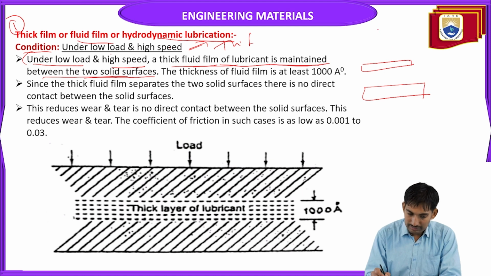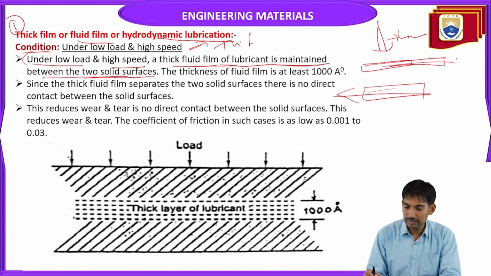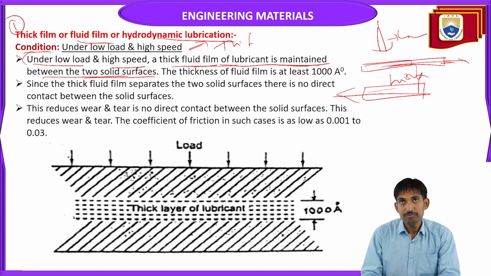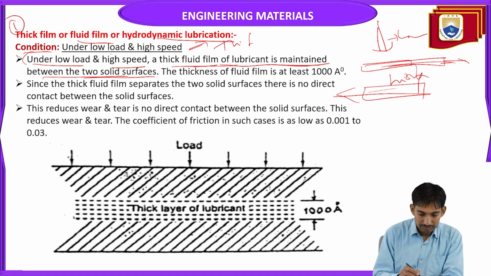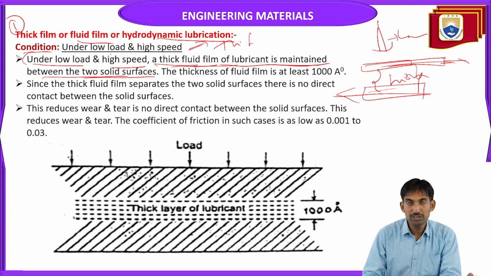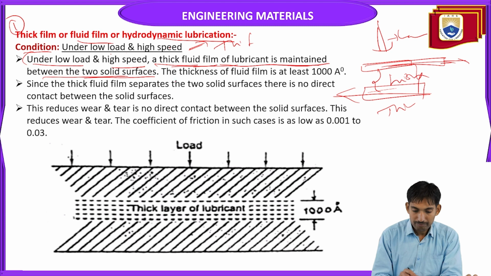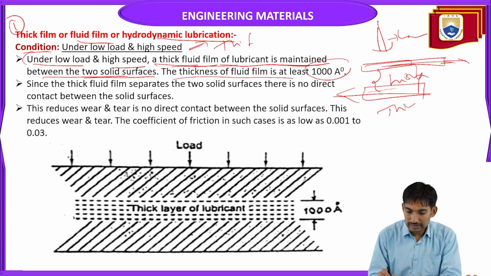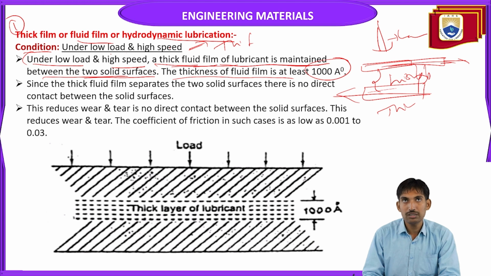At what conditions? At low load. The load should be low, and the speed should be high. This surface moves this side, that one moves that side, and the movement should be at high speed. Then if you apply the lubricant oil, it maintains a thick fluid film between the moving surfaces. The thickness of the fluid film should be at least 1000 angstroms.